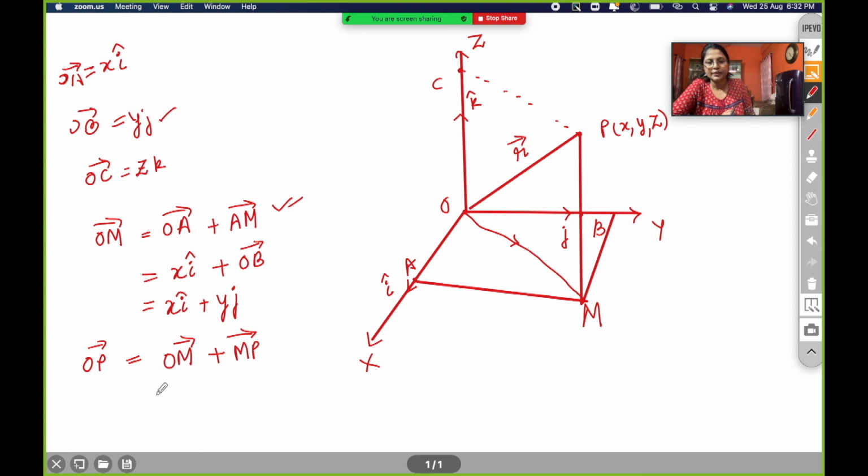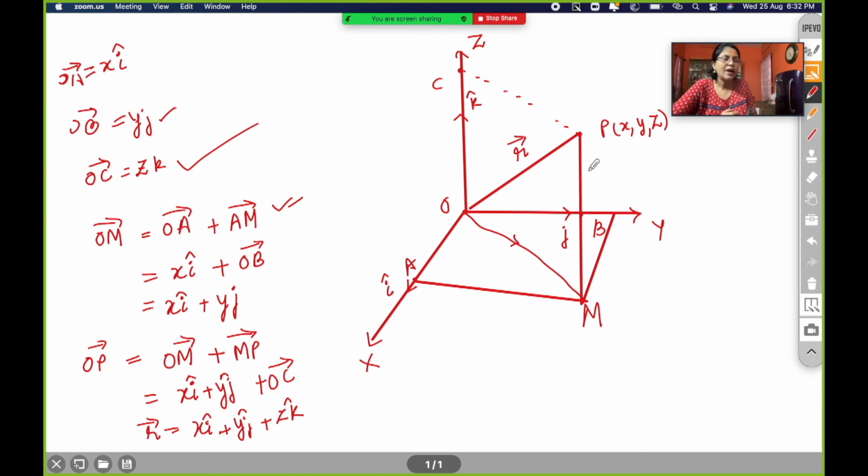So here OM, already found out earlier, is xi plus yj, and MP means OC, which I had already written as zk. So this is equal to xi plus yj plus zk. So this is vector r. You have seen how the Cartesian coordinate x, y, z has been converted to vector form as vector r equals xi plus yj plus zk.